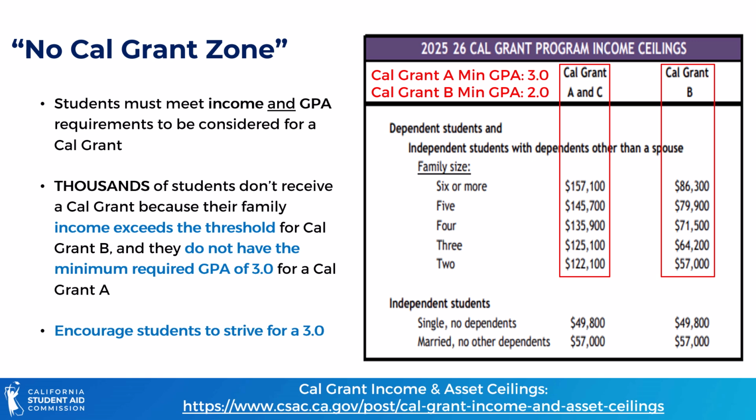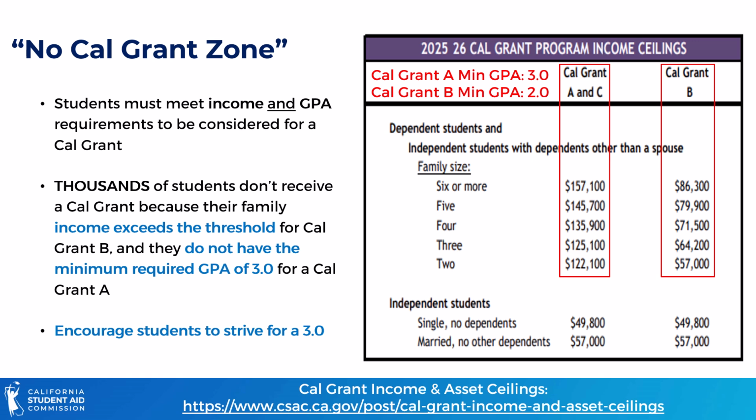This is why we call it the no Cal Grant zone, because if the student falls in the situation where the family makes too much income but the student does not have the minimum GPA, they will not be eligible for a Cal Grant. So with a little academic effort, the students can improve their GPAs and therefore improve their chances of getting a Cal Grant. So we encourage students to strive for a 3.0.